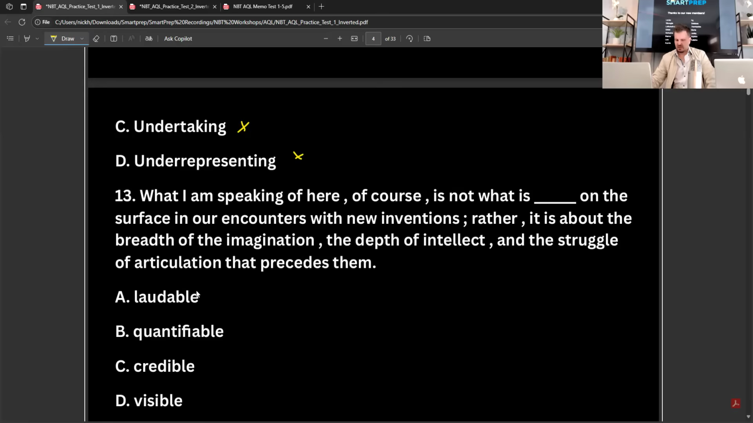Quantifiable is measurable, so that's not measurable on the surface in our encounters. Well, I suppose B could be correct, but let's check the others. Credible on the surface, no, if something's credible, it's believable. Visible on the surface, right? Visible on the surface of something, yeah, so it's D. Okay.